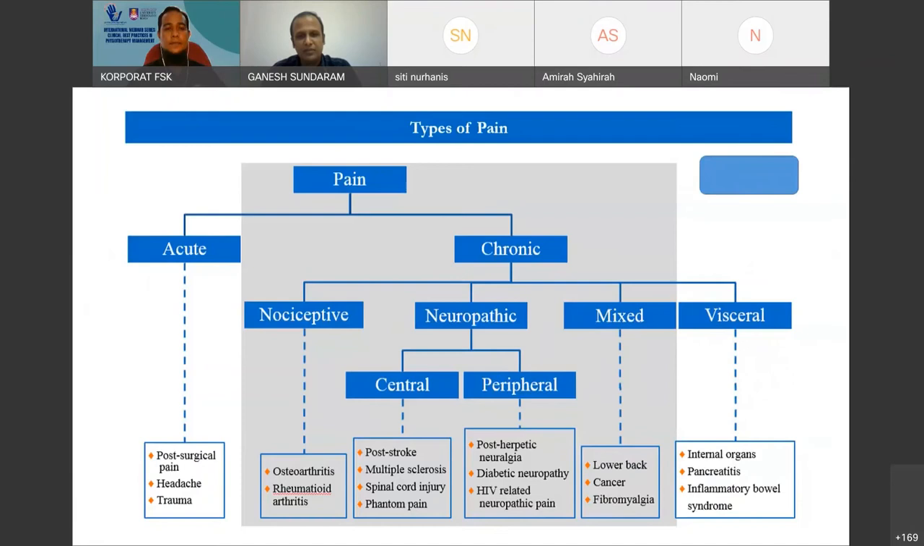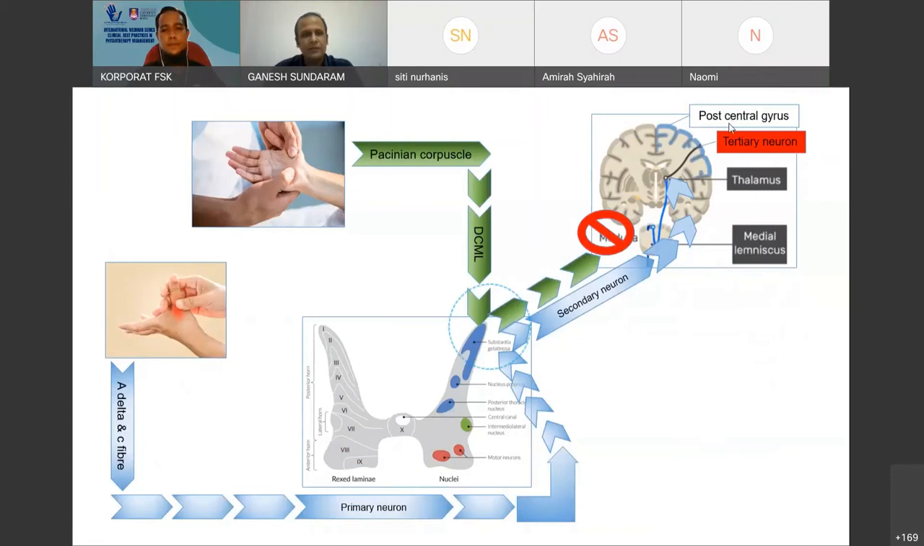So how does the pain travel? Let me make it very simple. Here, when the pain starts, it goes through the A delta and C fibers, taken through the primary neuron. It goes to the substantia gelatinosa of our spinal cord, in cross section of the spinal cord. From here, the information is taken to the secondary neuron. It goes to the thalamus through the secondary neuron. From here, the information goes to the area of the brain where we feel the pain with the help of the tertiary neuron. So we do physiotherapy here.